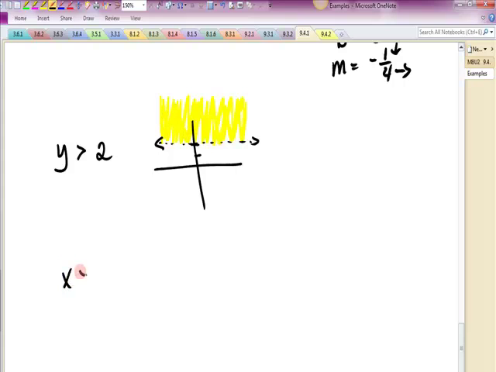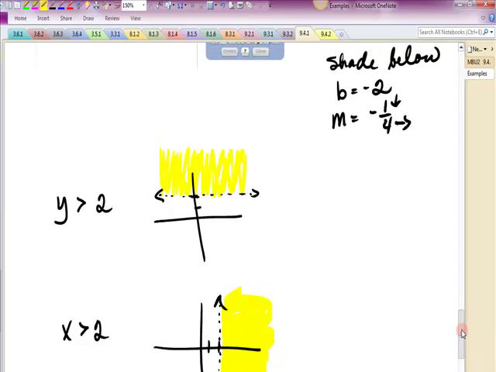If you had x is greater than 2, the line x equals 2 is a vertical line, and it's dotted because it doesn't have equals. But with x, I can't say above and below. I say left is less, right is greater. So greater than 2 is on this side, and it would look more like this. Okay, so just in case you encounter one of those special kinds of inequalities.